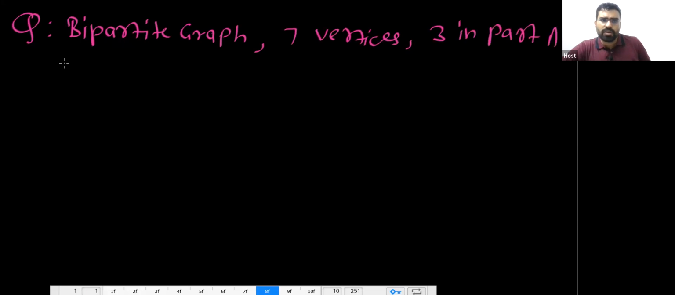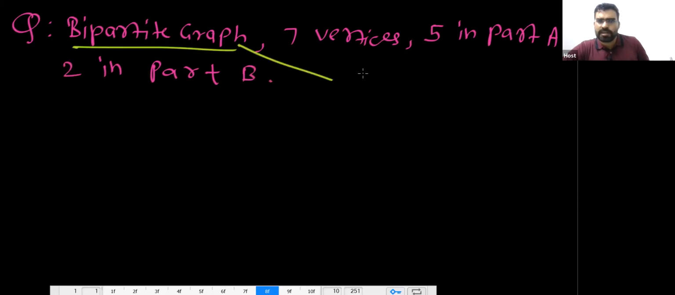Let's assume there are 7 vertices: maybe 3 in part A and 4 in part B, or maybe 5 in part A and 2 in part B. Your graph is a bipartite graph in which you have two parts, A and B. These are the two parts, and these are the set of edges. This is your vertex set.